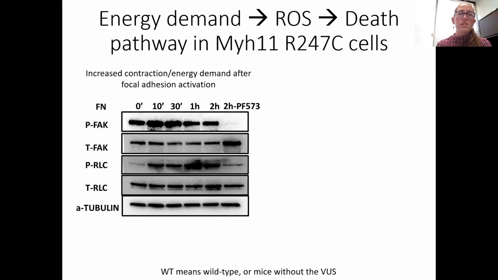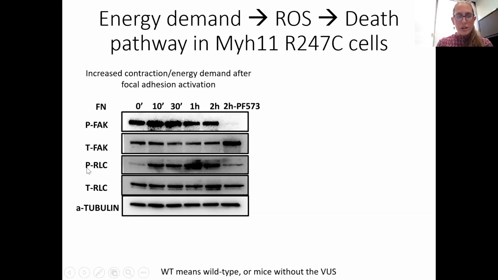Here I'm using cells in culture with the VUS. And that means that we're not in the context of the whole aorta. There are no elastic fibers or anything. So we had to come up with another way to activate focal adhesions. And what we did was we added this protein called fibronectin to the cells. And we can see using our PFAC marker that immediately we start to get activation of the focal adhesions.